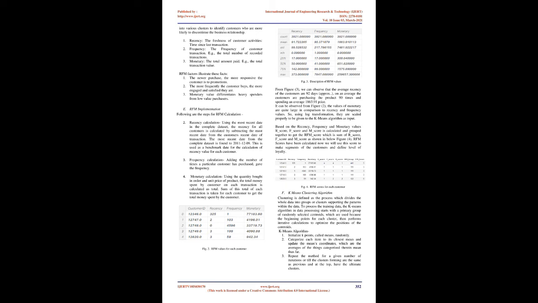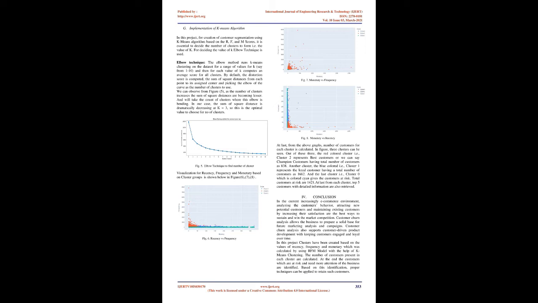Invoice number: unique integral number assigned to each transaction. A cancelled transaction is indicated by C. Stock code, product code: unique nominal number assigned to each distinct product. Description, product name: nominal. Quantity, the quantity of each product in every transaction: numeric. Invoice date and time, transaction date and time: numeric. Unit price, product price per unit: numeric. Customer ID, customer number: nominal, unique integral number assigned to each customer. Country, country name of the customer.